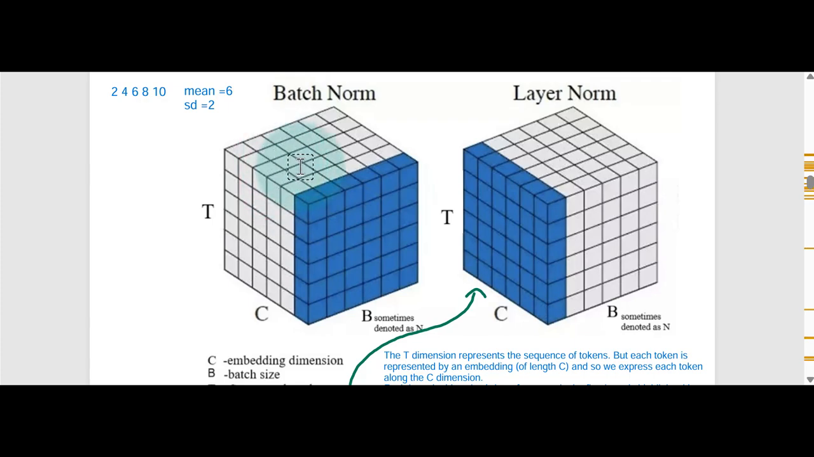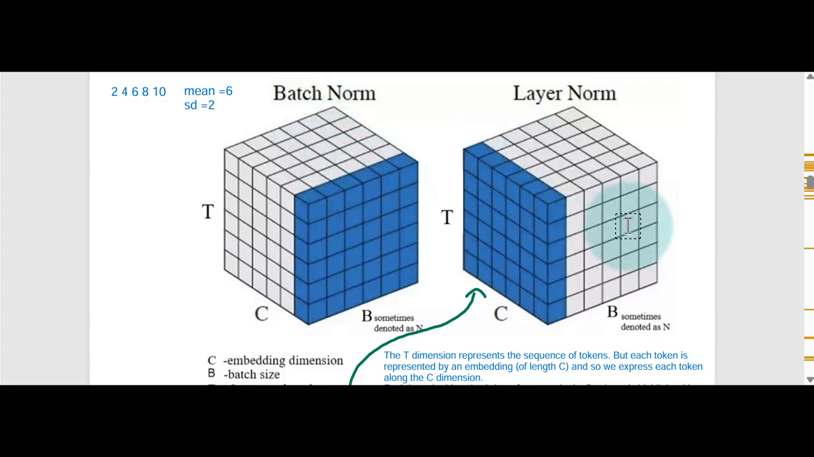Remember, each element of our batch is a whole sequence, a whole sentence or something. So this is a whole sentence. It has 6 words in it. So this is the first element of our batch. This is the second element of our batch, the third element of our batch, the fourth, and so on.